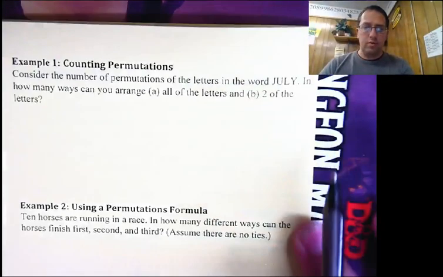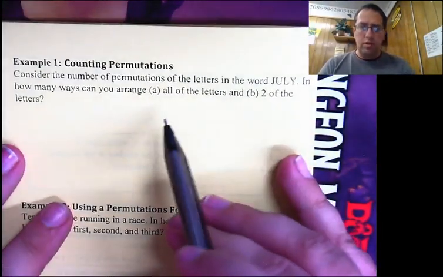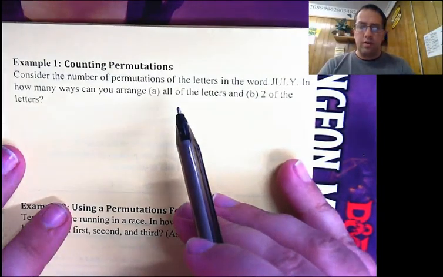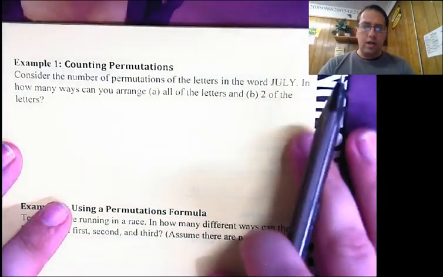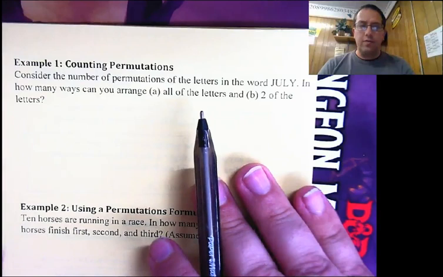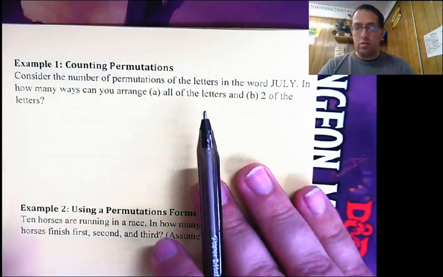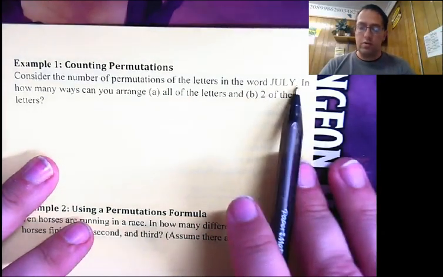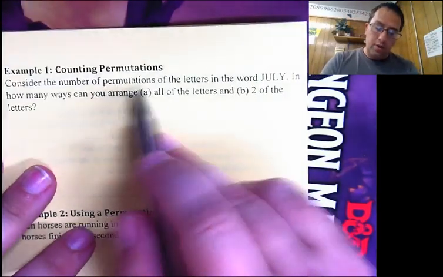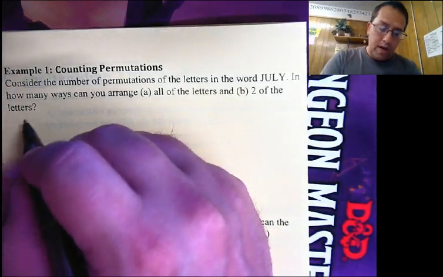Okay, so let's just take a look at this. This is kind of what we've been doing before. Consider the number of permutations of the letters in the word July. In how many different ways can we arrange all of the letters? How many different ways can we arrange just two of the letters? We're just using the letters in the word July. Now these are permutations, so order matters.